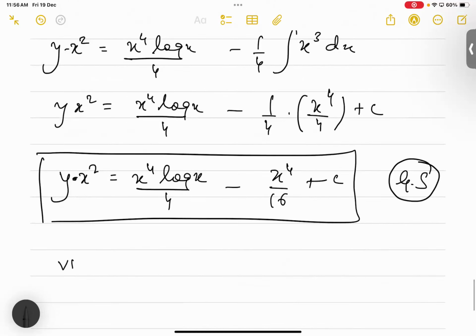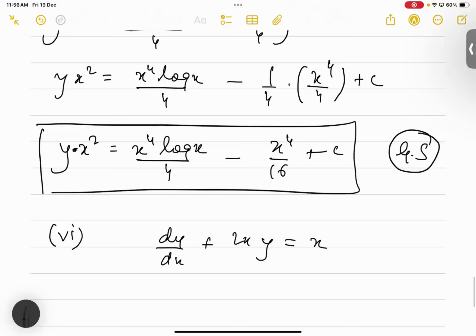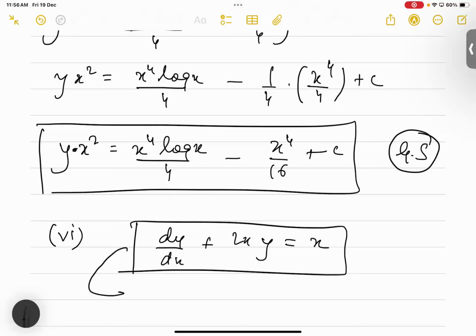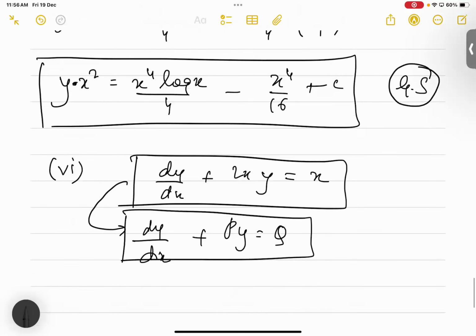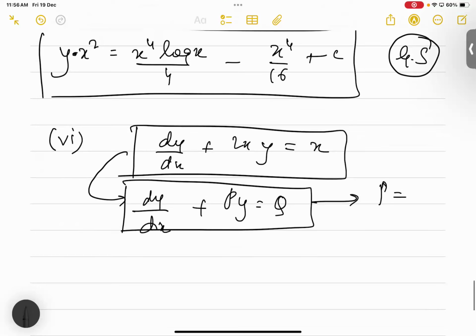Okay, sixth question. I'll go on solving, you go on copying. If any doubts are there, you can ask. It's simple and straightforward. Just tell me what is P and Q over here. What is P, guys? Q is? Okay, start.